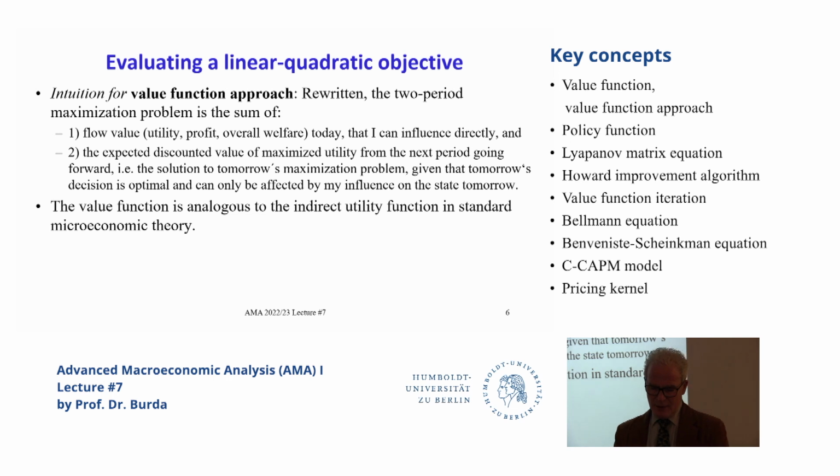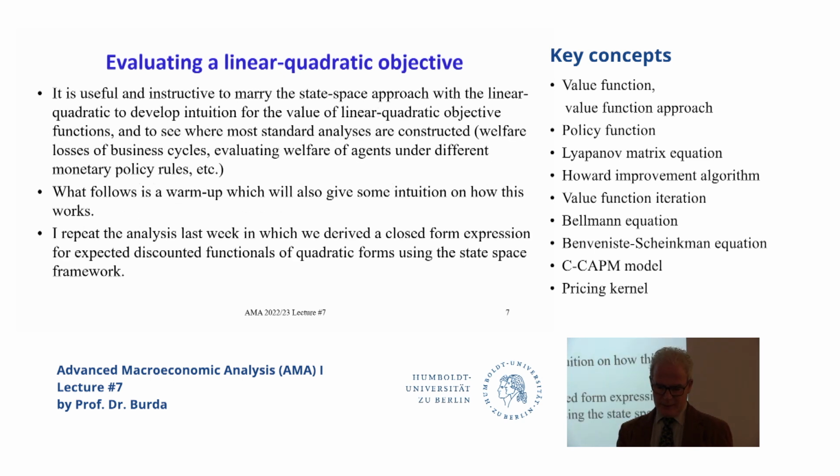And I tried to make the argument that it's a little bit like the indirect utility function in micro, which only depends on prices and your wealth or your income. It doesn't depend on the goods you're consuming. So it's already optimized out that decision. So in a certain way, the value function is kind of like that approach that we know from microeconomics.